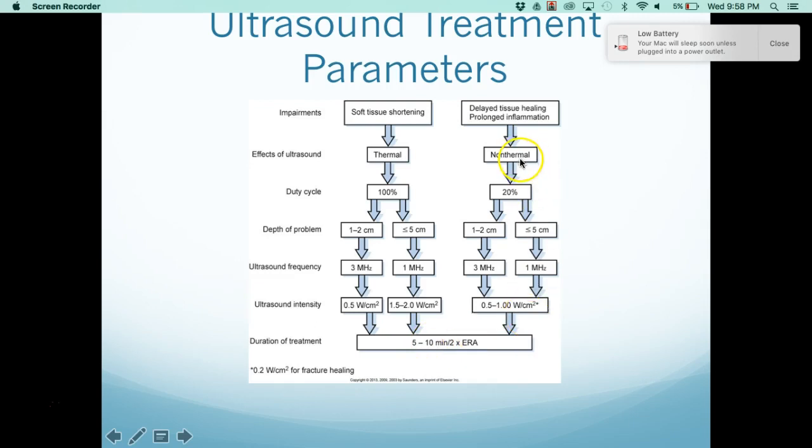And so then with the non-thermal, now you're doing a 20% duty cycle. Remember we said that was 2 milliseconds on, 8 milliseconds off. You have the same thing with the depth problem, so you're going to have the same parameters as far as the frequency. It's going to be 3 megahertz if you're going superficial and 1 if you're going deeper. And then with pulse, we always go at a lower intensity, anywhere from 0.5 to about 1 watts per centimeter squared. And again, you're not going to do more than 2 times the surface area of that transducer head. Okay.